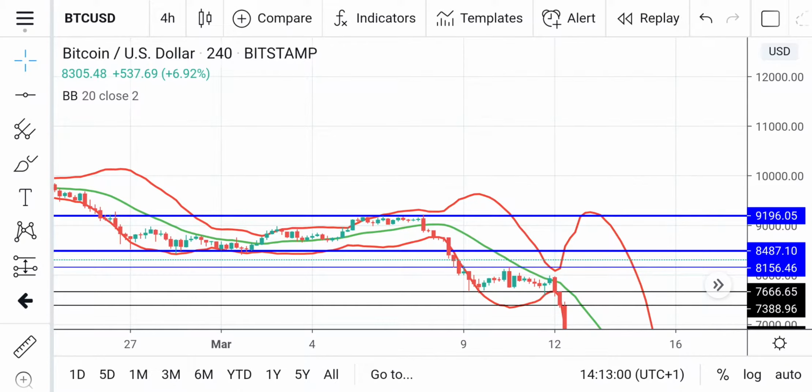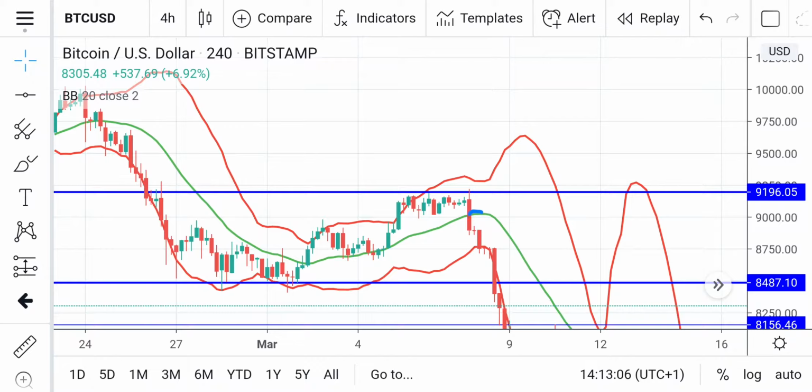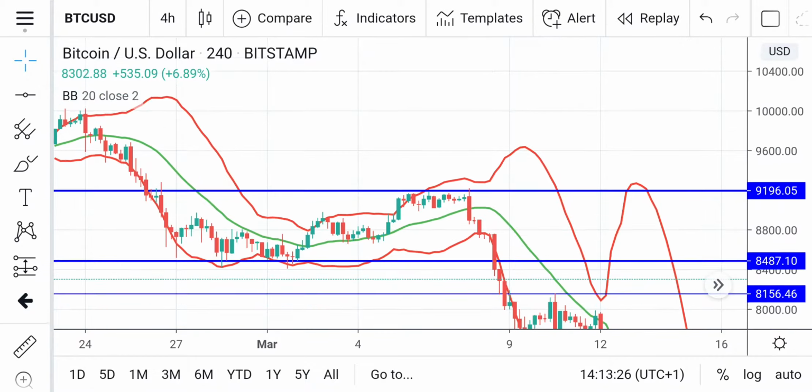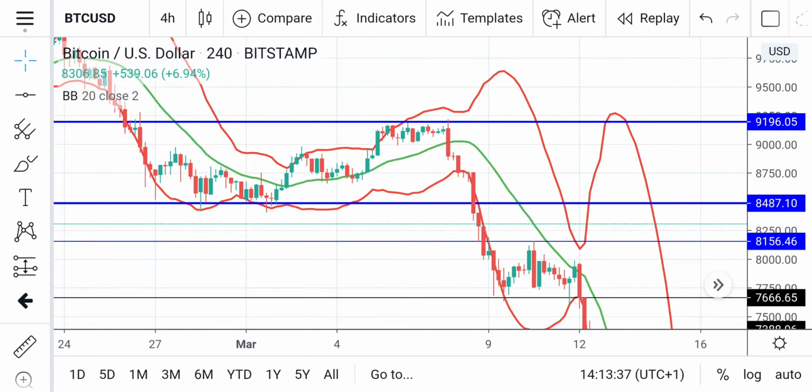So what you do is identify areas of support and resistance around the Bollinger Band. The green band is now like your neutral zone. If the price is above the green line, you look for breakout opportunities. But if the price is below the middle band and is closely approaching support, you look for breakdown opportunities. As you can see here, the price broke down.